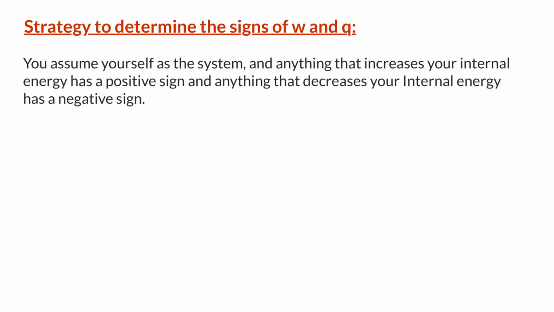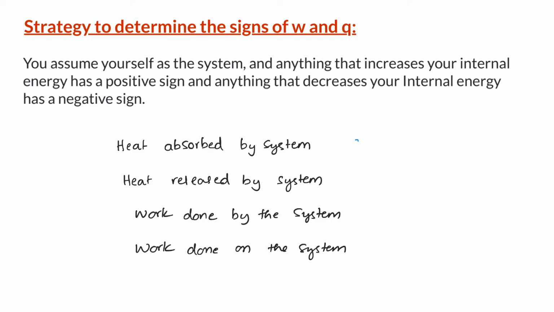So, we can use the following strategy to determine the sign of variables. You assume yourself as the system, and anything that increases your internal energy has a positive sign, and anything that decreases your internal energy has a negative sign. If you absorb heat, Q is positive. If you release heat, Q is negative. If you do the work, you will lose internal energy, therefore W is negative. If someone does work on you, W is positive.